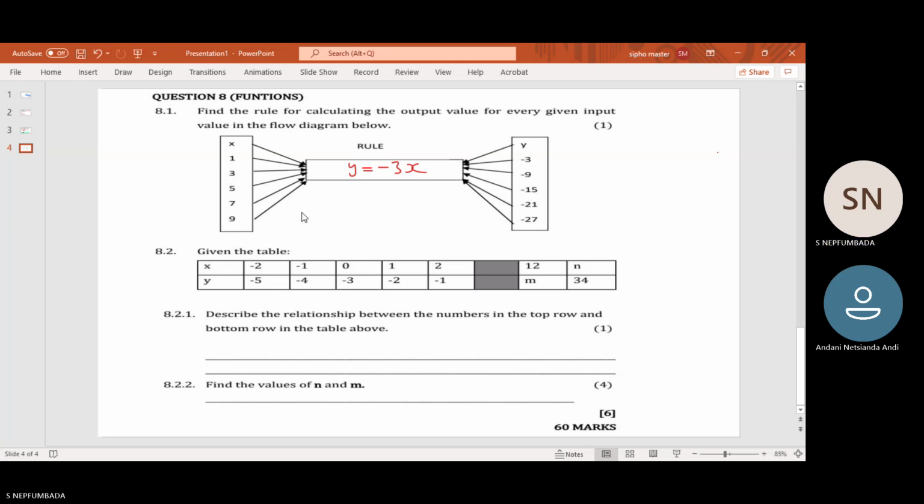Okay. Or we can just put -3x inside. Is that correct? Yeah. Okay, then we can proceed.